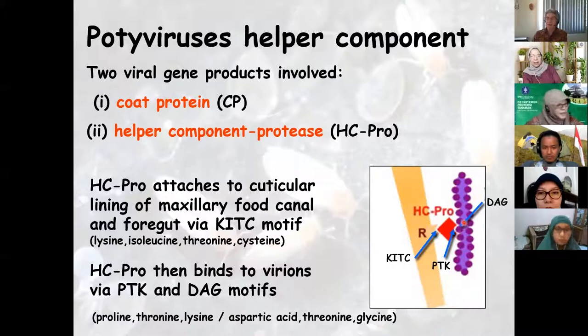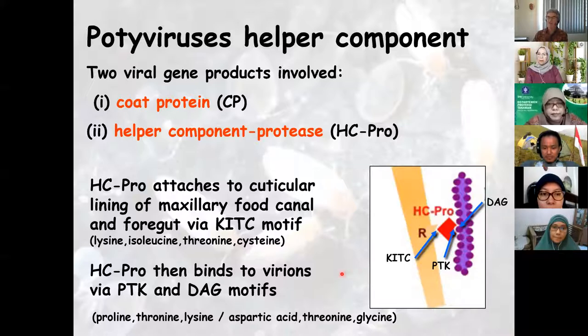The DAG motif binds to the PTK motif, which is protein, threonine, lysine. And the other side of the helper component binds to the receptor via another specific amino acid sequence. So you'll see the virus needs to code for three separate amino acid sequences in two different proteins to be transmitted by a particular aphid species.